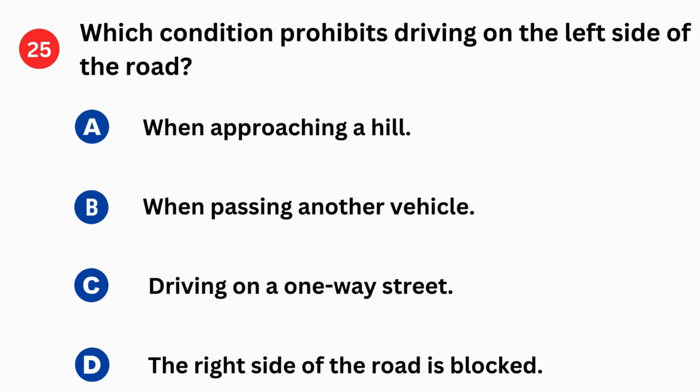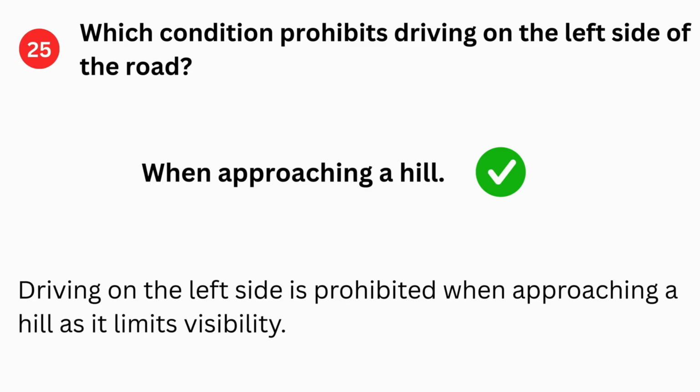Which condition prohibits driving on the left side of the road? Options are: A. When approaching a hill. B. When passing another vehicle. C. Driving on a one-way street. D. The right side of the road is blocked. When approaching a hill. Explanation. Driving on the left side is prohibited when approaching a hill as it limits visibility.